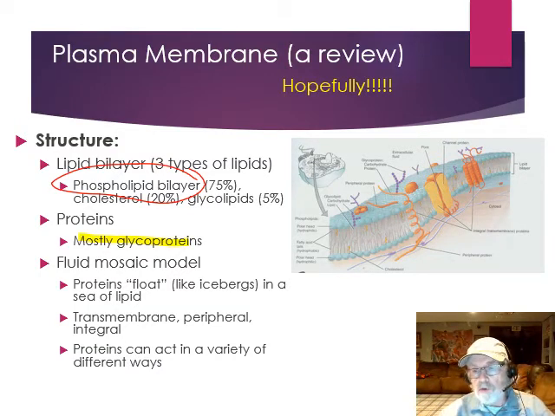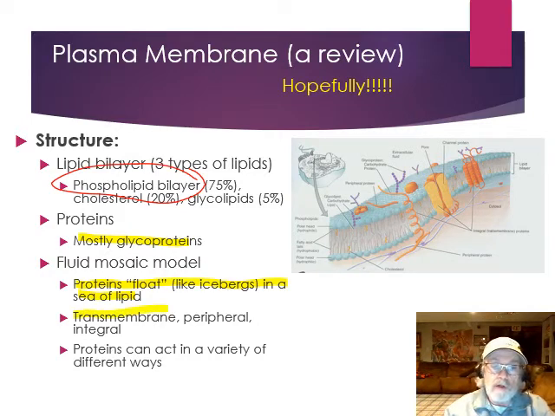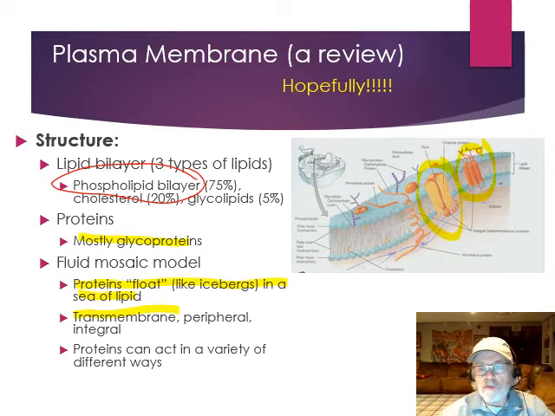Now, there are a number of proteins, and we showed these before, and today we're going to be talking a lot about what those proteins do, because not all proteins in the cell membrane are the same. Some are going to do different things, and others will do totally other things. These proteins basically float like icebergs in a sea of lipid. They can be what's called transmembrane. Trans means across. This one right here is going across the membrane, which means it's probably carrying something or allowing something to pass through a pore, whatever the case may be. We also have what are called peripheral.